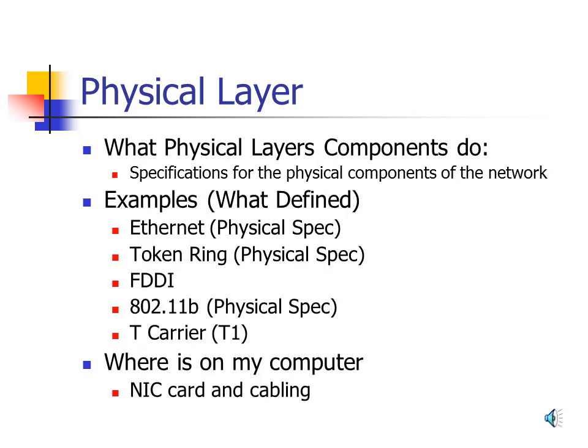The physical layer. Well, what do physical layer components do? Well, they are generally the specifications for the physical components of the network, the cabling, the interconnection methods, things like that. We talked about some examples, Ethernet, token ring, FDDI, and if the question is, where are they on my computer? Where are your physical layer components? Well, really, that's your network interface card, that's your cabling, those would be your hubs, those sorts of devices.